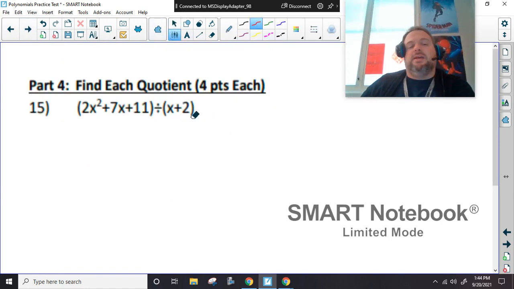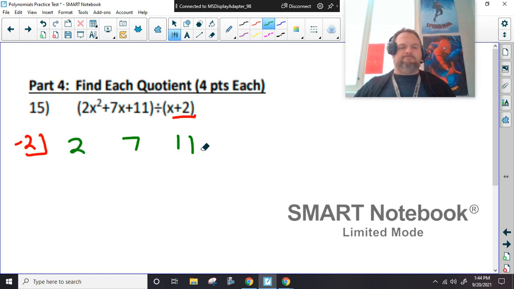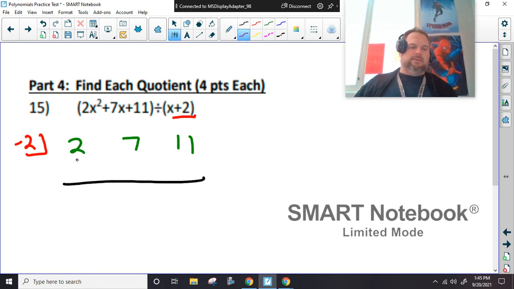All right. So, synthetic division. We take this number, we do the opposite, and we put it in the timeout box. We look at our big numbers. This goes x squared, x to the first, no x's, so we don't have to add anything. So we write these numbers here. We draw a line in the sand or the paper.